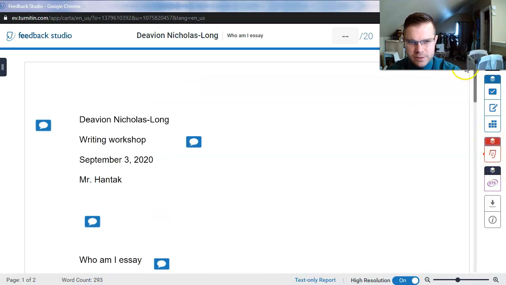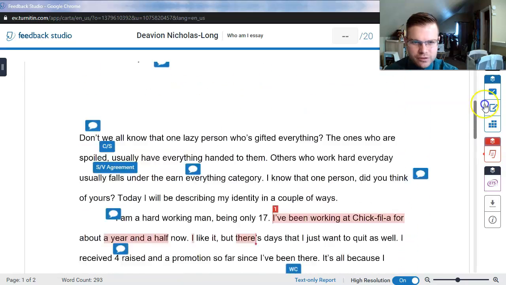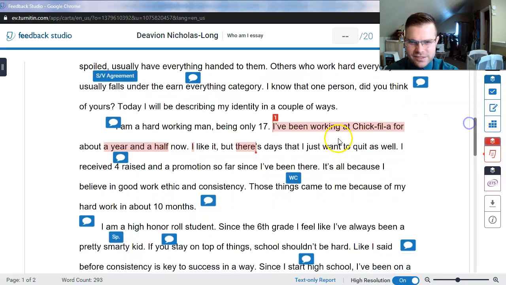The red layer is similarity. That's how Turnitin looks for plagiarism. It thinks that this sentence is plagiarized. I've been working at Chick-fil-A for about 1.5 years. It's not plagiarized. That's just a coincidence. I found in general that if this percentage is lower than like 20%, it's usually not instances of bad plagiarism. It might be a missed citation or something like that, or in this case, a coincidence. I usually turn this off.